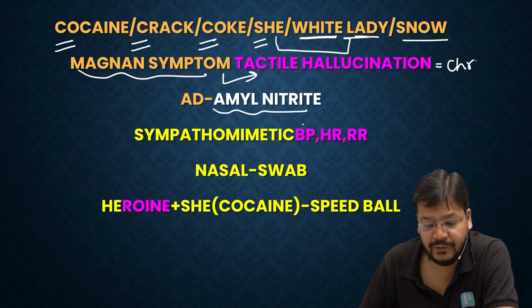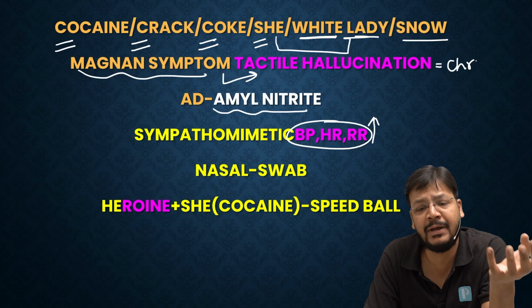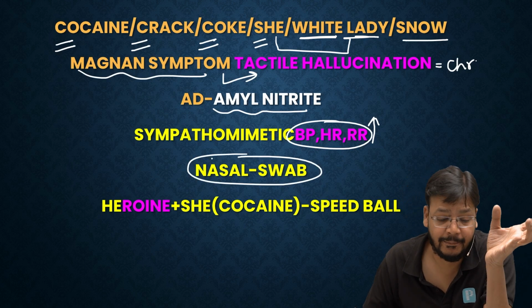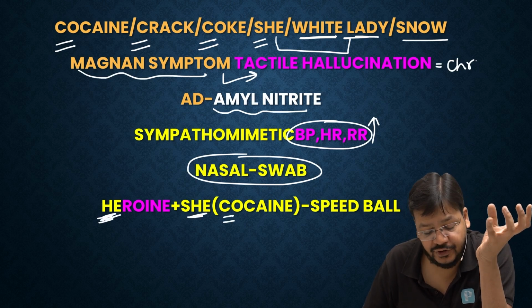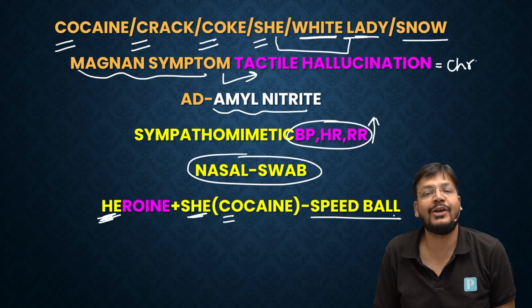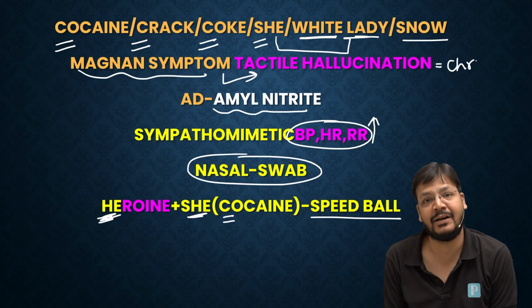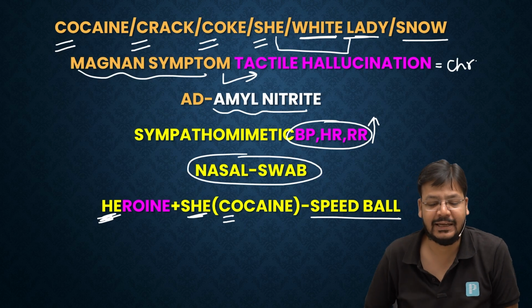Antidote is amyl nitrite. Cocaine is sympathomimetic, so everything is increased: BP, heart rate, and respiratory rate. The best sample is a nasal swab. Heroin plus cocaine, he plus she, this combination is speedball. तो दोस्तों अगर he और she मिल जाएंगे तो बॉल की स्पीड बढ़ जाएगी. He is heroin, she is cocaine. Heroin plus cocaine is known as speedball.